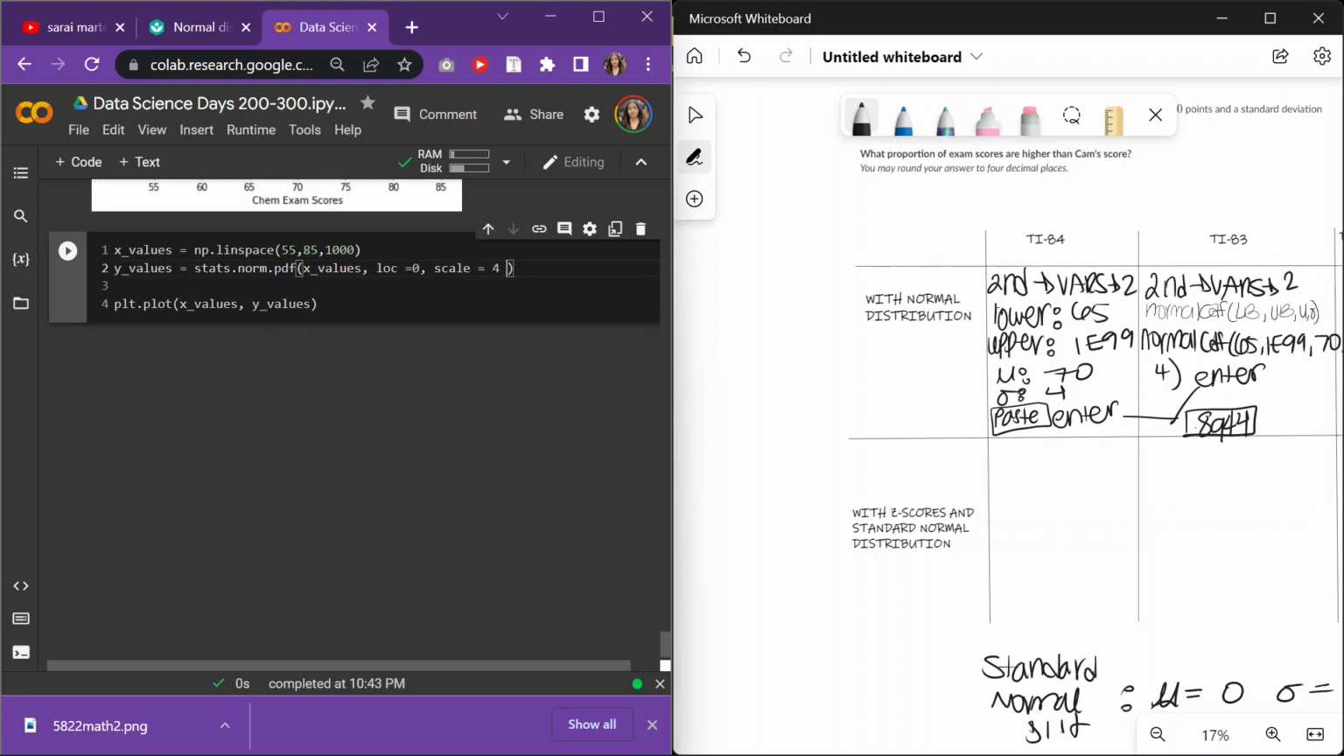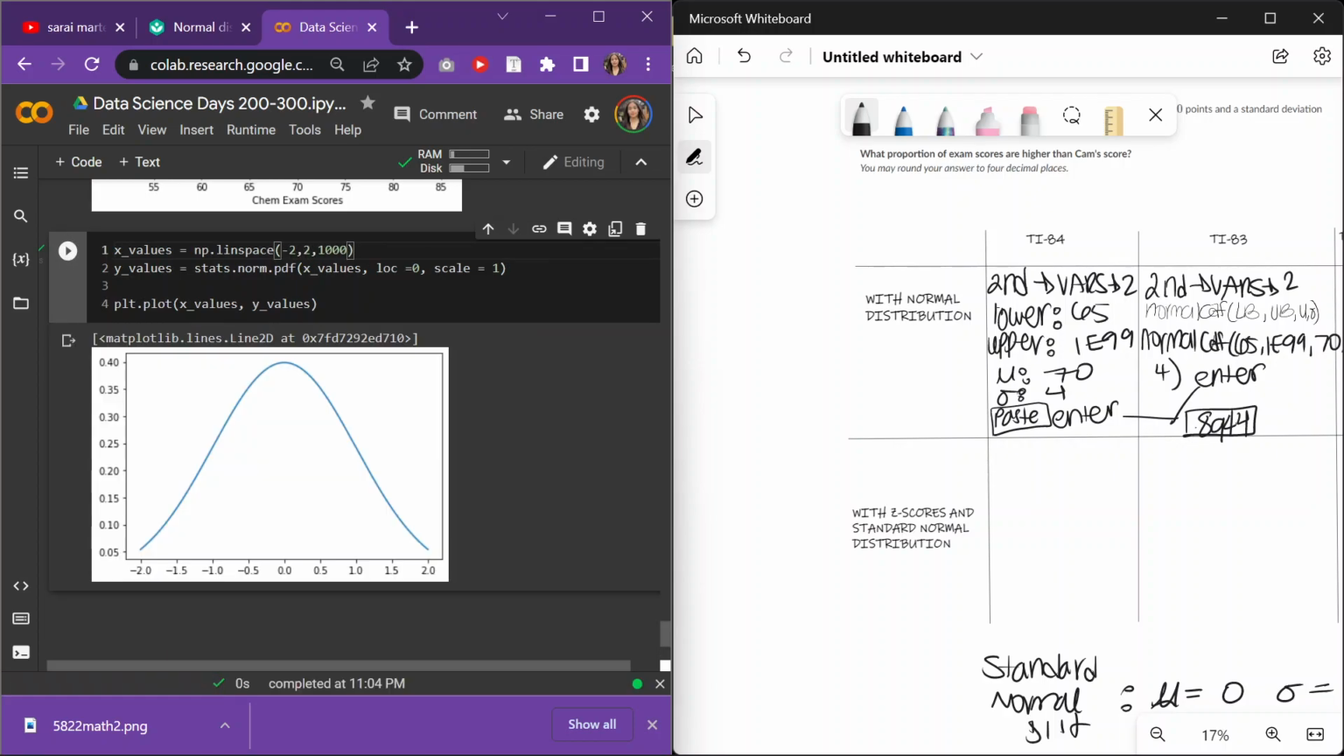And just change it to 0 and standard deviation of 1. And just change it from -2 to 2. That's what a standard normal distribution looks like. It starts at 0 right in the middle. Not it starts at 0, but the mean is 0, and each point deviates by 1 standard deviation.